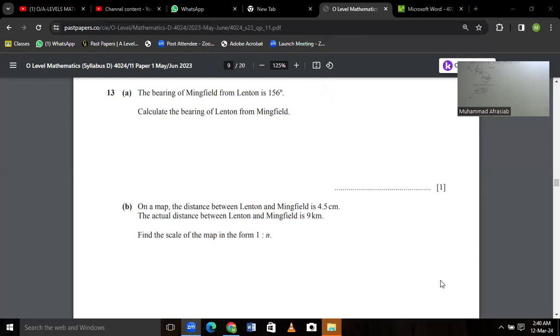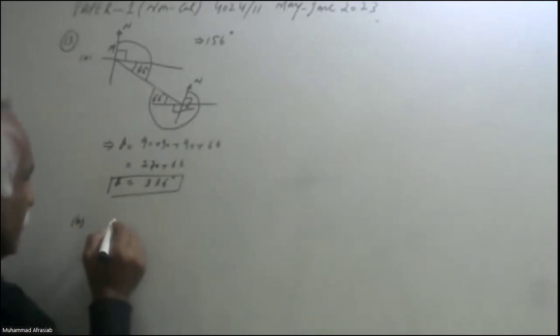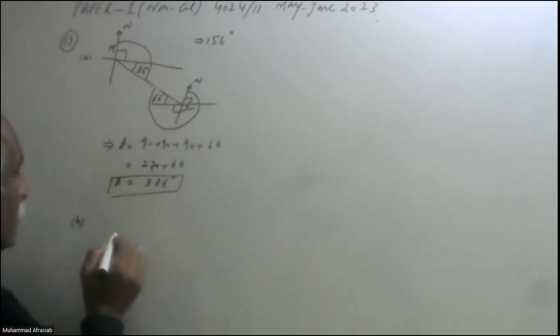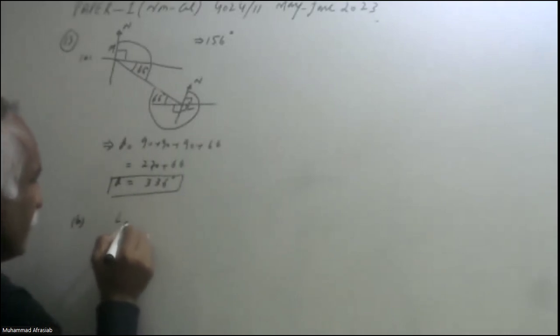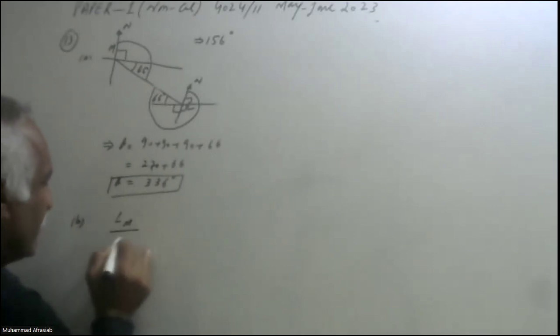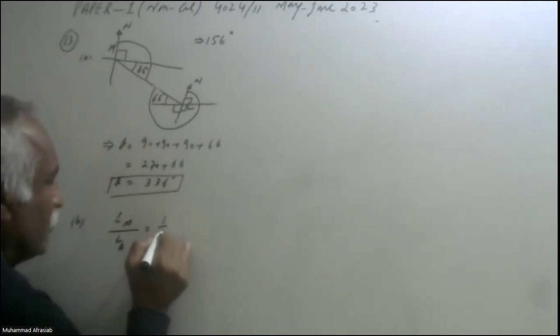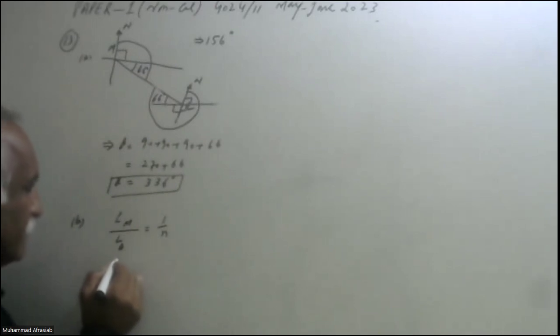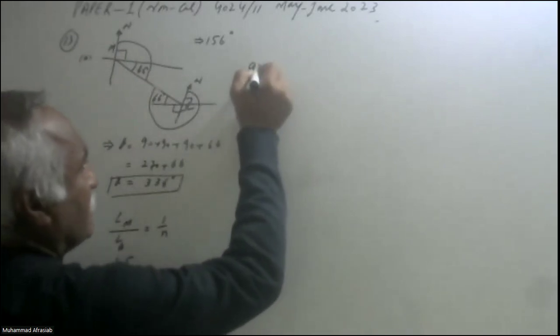On this map, the distance between the lantern and main field is 4.5 centimeter. The actual distance between this lantern and main field is 9 kilometer. Find the ratio of 1:n there. So we know that with the help of this ratio 1:n, length of the map divided by the length of the actual is equal to 1/n. Length of the map there is 4.5 and length of actual is 9 kilometers.